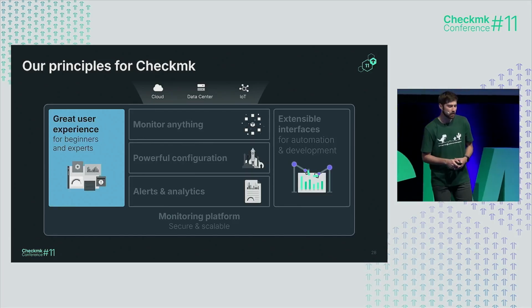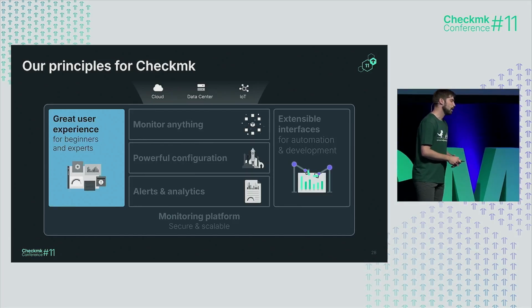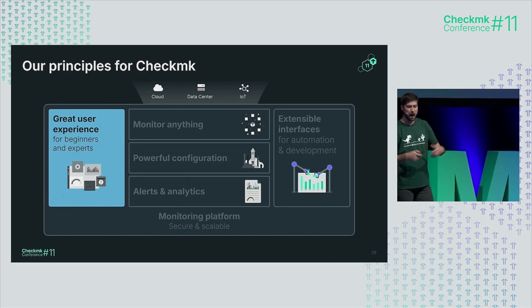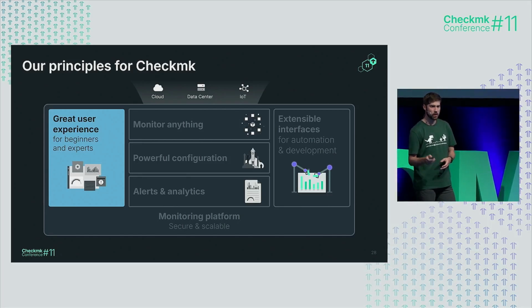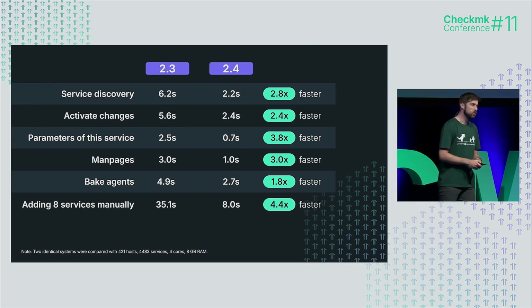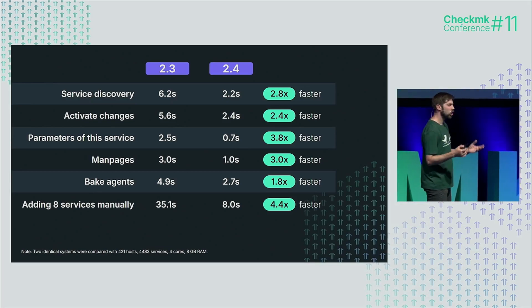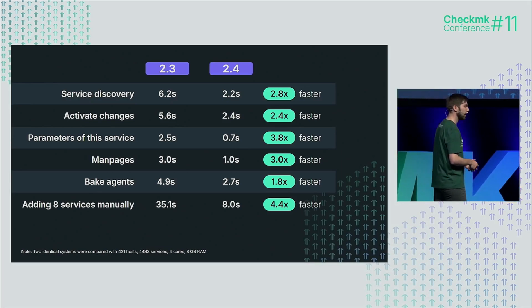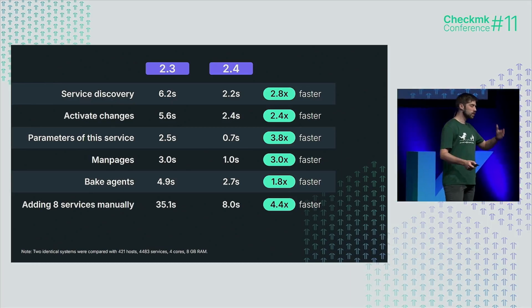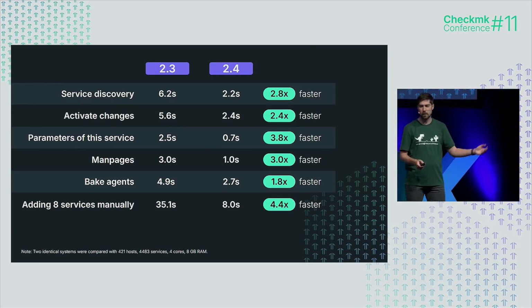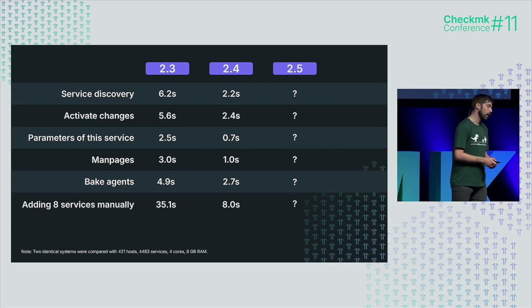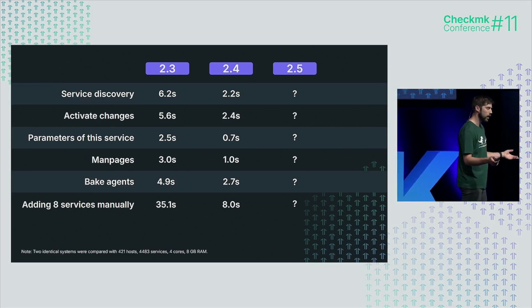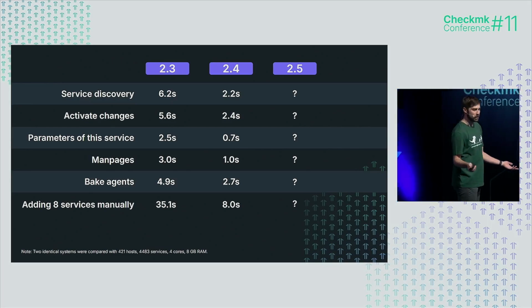Now, the second part where I want to focus on is the great user experience. From our perspective, great user experience starts with speed. In 2.4, we did a lot of things to improve speed. And across the board, we just got so much faster in 2.4. Then the question remains, what do we want to do in 2.5? We could make it even faster, and we obviously try.